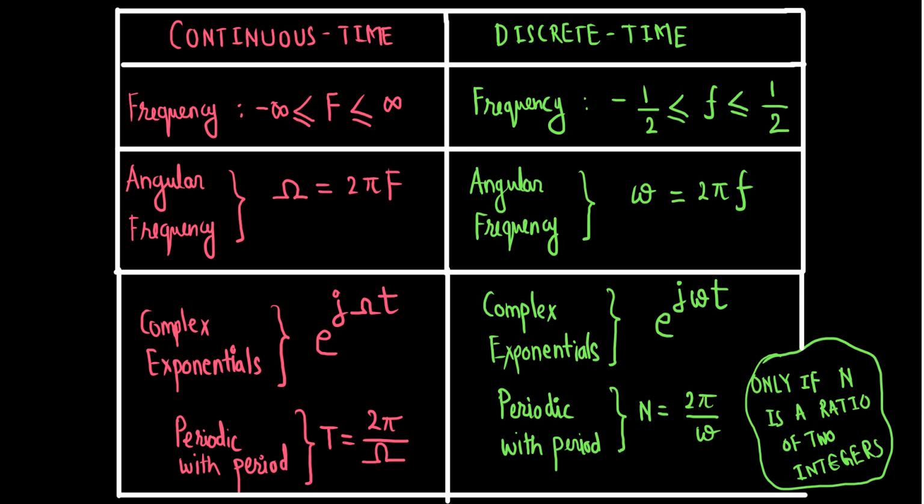The angular frequency of continuous time sinusoids is denoted by capital omega, that is 2 pi times capital F, whereas for discrete time sinusoids we denote the angular frequency by small omega, that is 2 pi times small f. Now we have two different cases of complex exponentials, for the continuous time case and for the discrete time case. So here it should be n.